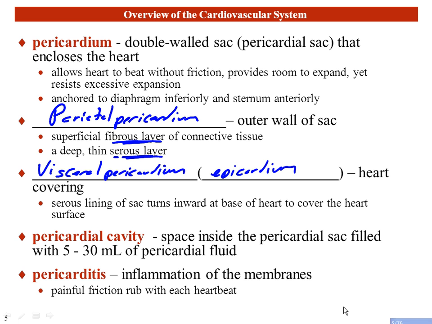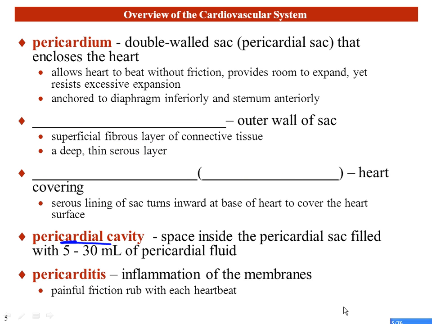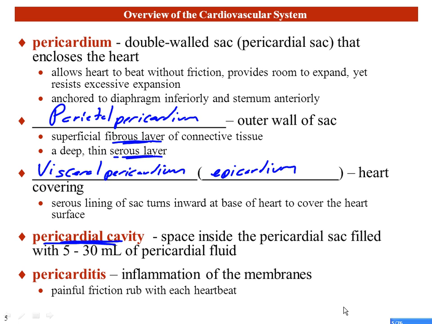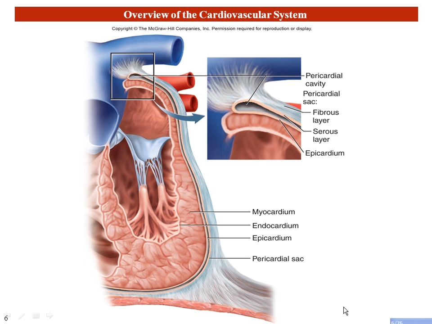Okay, and in between these two layers, between the parietal pericardium and visceral pericardium, there is a potential space called the pericardial cavity, which is filled with serous fluid that functions as a lubricant. And these membranes can become inflamed because somebody has some type of infection within these membranes. It can lead to pericarditis, which can be quite painful for that individual every time the heart beats.